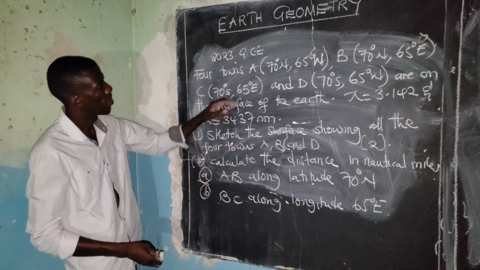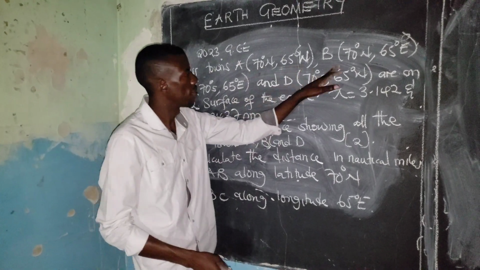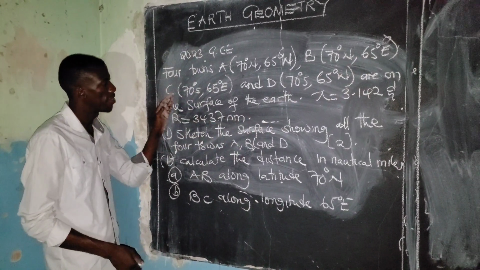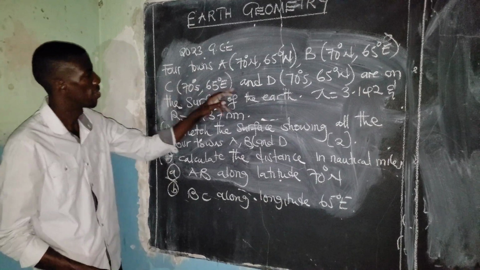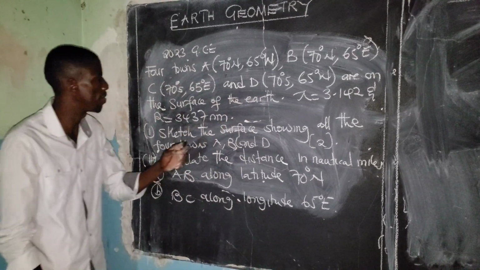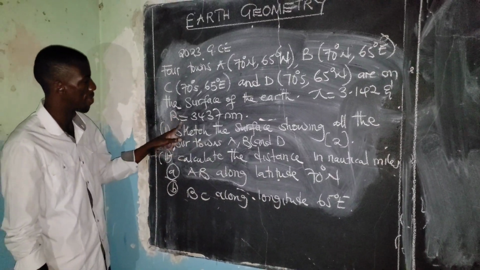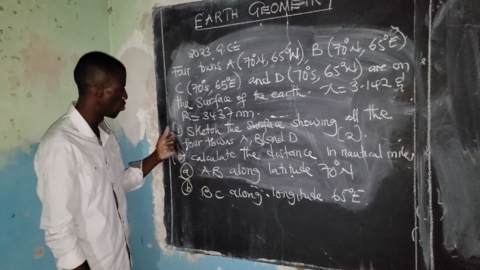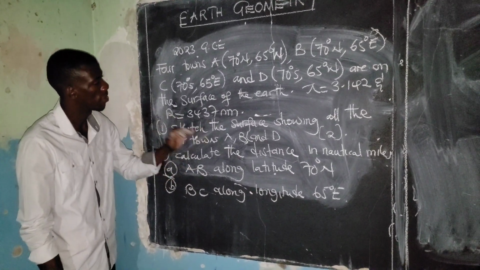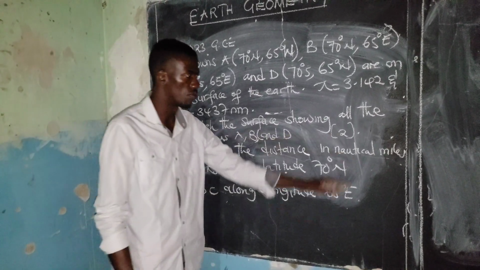So 4 towns, A, which is on 70 north, 65 west, B, 70 north, 65 east, C, 70 south, 65 east, D, 70 south, 65 west, are on the surface of the earth. Of course, our pi is 3.142 and our R is 3437 in nautical miles. Remember, this is nautical miles, it's not kilometers. Sketch the surface showing all the 4 towns A, B, C, and D. It carries 2 marks there.